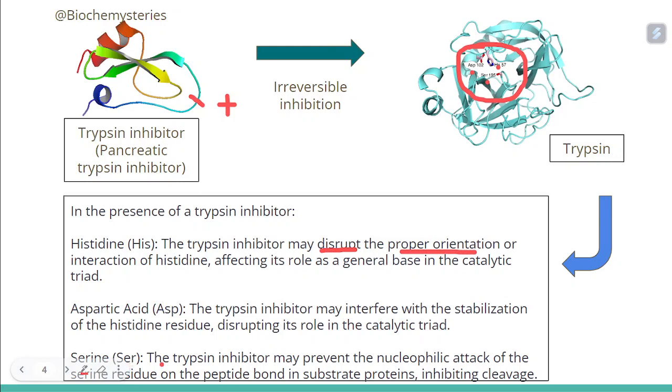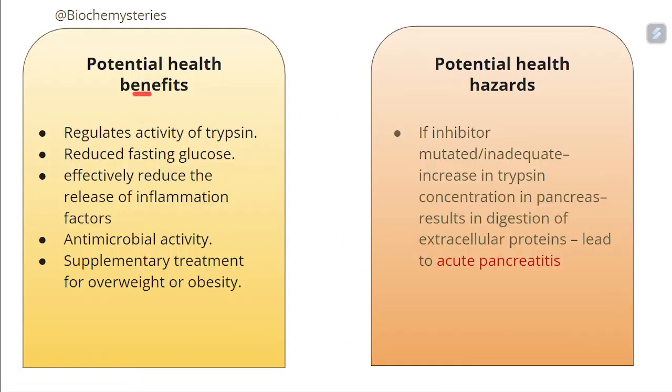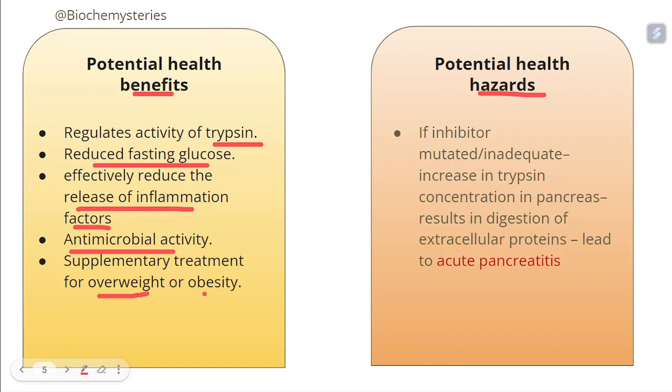As a result, this serine residue will not be able to generate a nucleophilic attack, and these proteins will not be cleaved, and as a result protein digestion would be prevented. If we talk about benefits versus hazards, the benefit is obviously that the trypsin enzyme is regulated by inhibitors. Second, it reduces fasting glucose, it reduces the release of inflammation factors, antimicrobial activity is good in trypsin inhibitors, and it is one of the supplementary treatments for overweight or obesity.